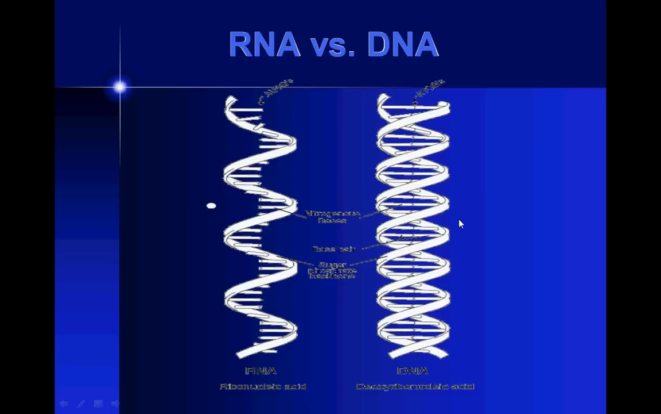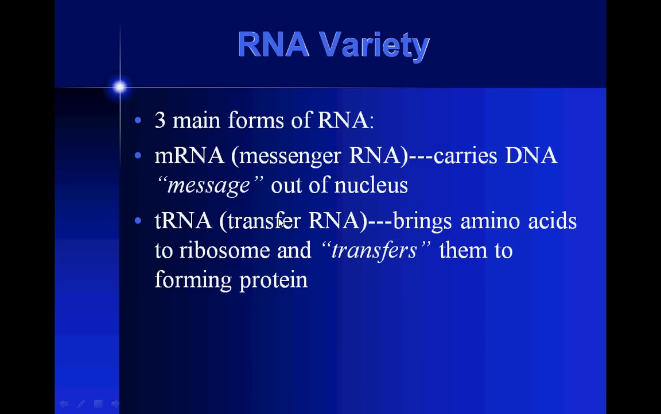Here's that ladder, that twisted ladder. And this is kind of RNA. It's like a ladder that has the side rails missing, so it's only single-stranded. It doesn't have that other side with the backbone in it.